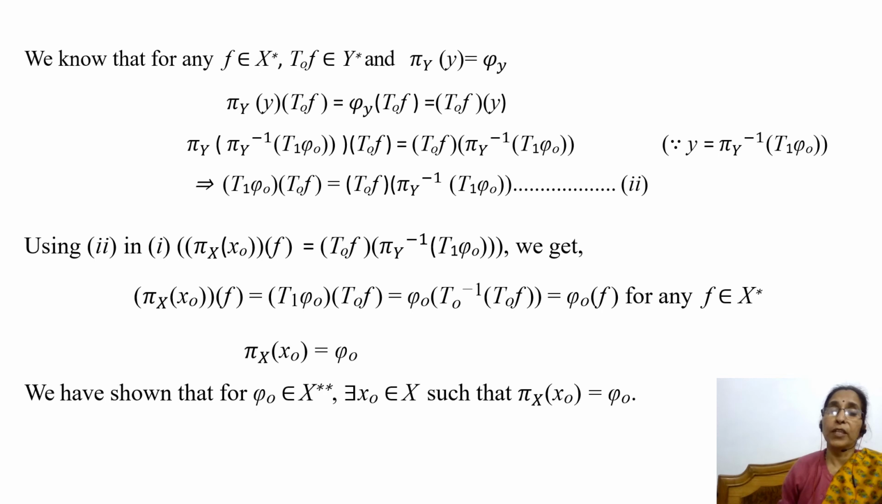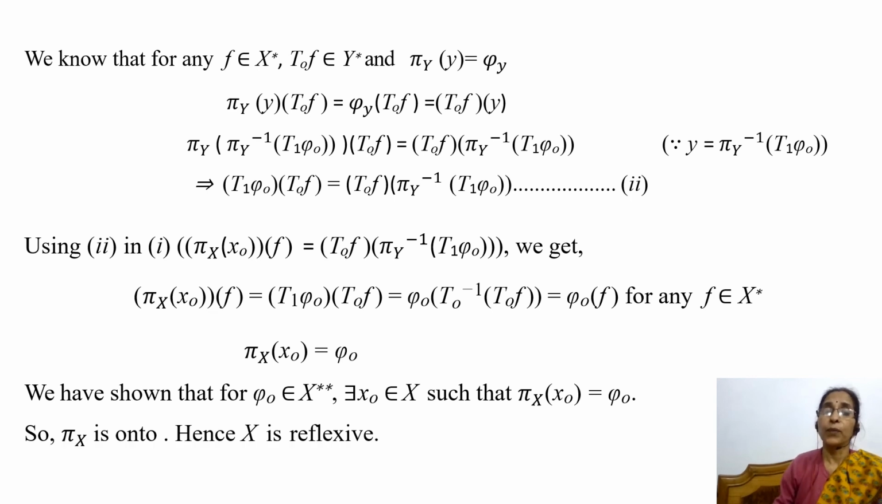We have shown that for phi naught in x double star, there exists x naught in X such that pi x of x naught is equal to phi naught. So pi x is onto, hence X is reflexive.